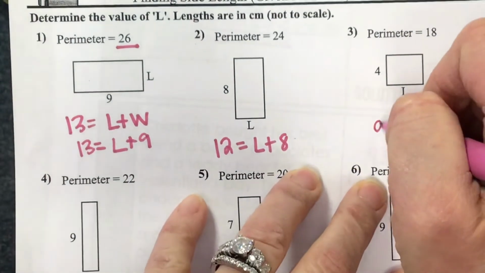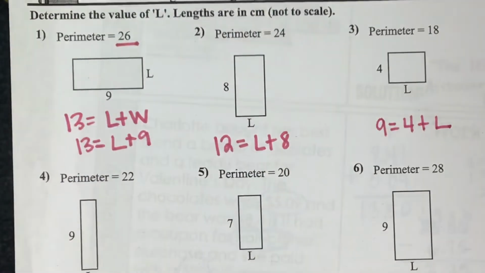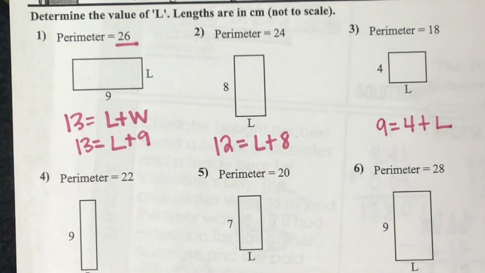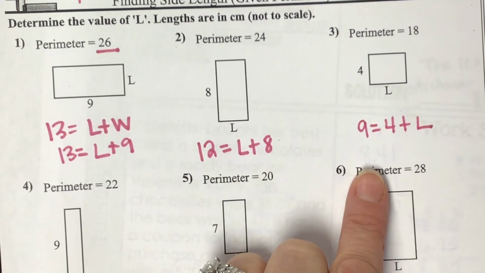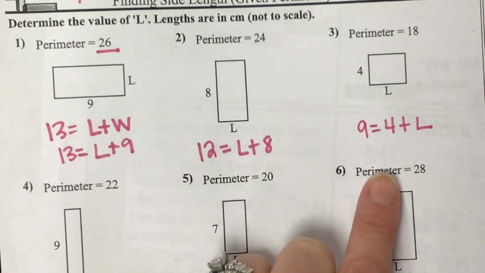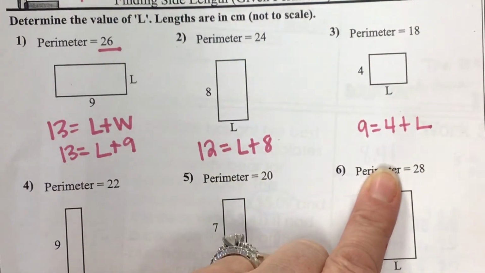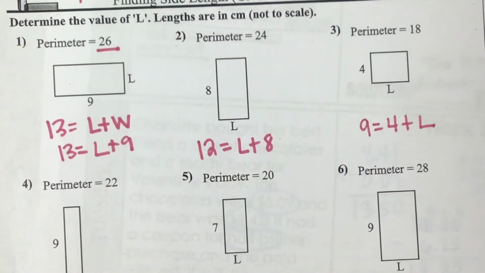9. So 9 is equal to 4 plus my length. What is my length? 4 plus what is 9? I only have 3 hands in there and I want to see 26. Chloe? 5. Okay? Do I need to do another example together?